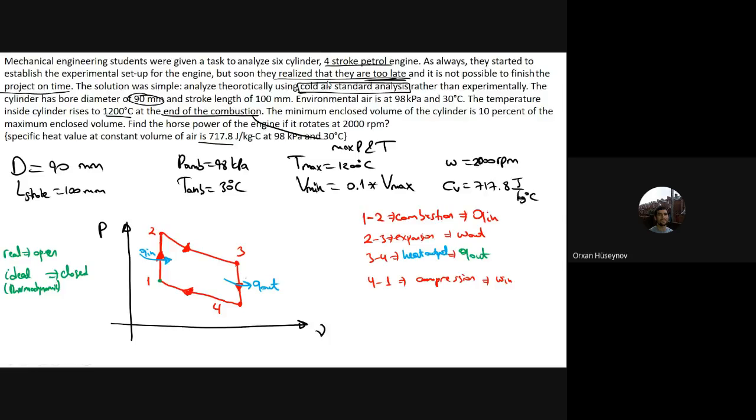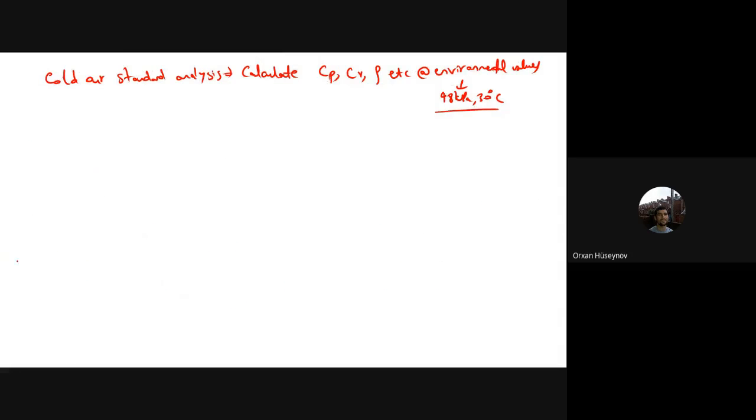For this question, you can calculate, for example, the CP, and you can take the CV value, or you can take the density, etc. You can calculate it at environmental values. For this question, the environmental value is 98 kilopascals and 30 degrees Celsius. You can use these environmental values to calculate the properties of the air. And also in the thermodynamic analysis for the cold air standard analysis, this is the one. And the second one is the air to fuel ratio.